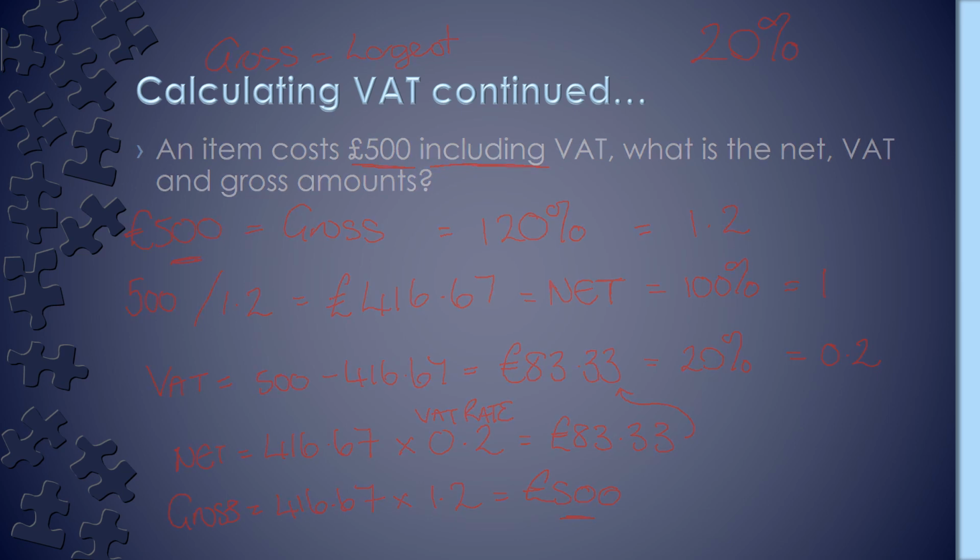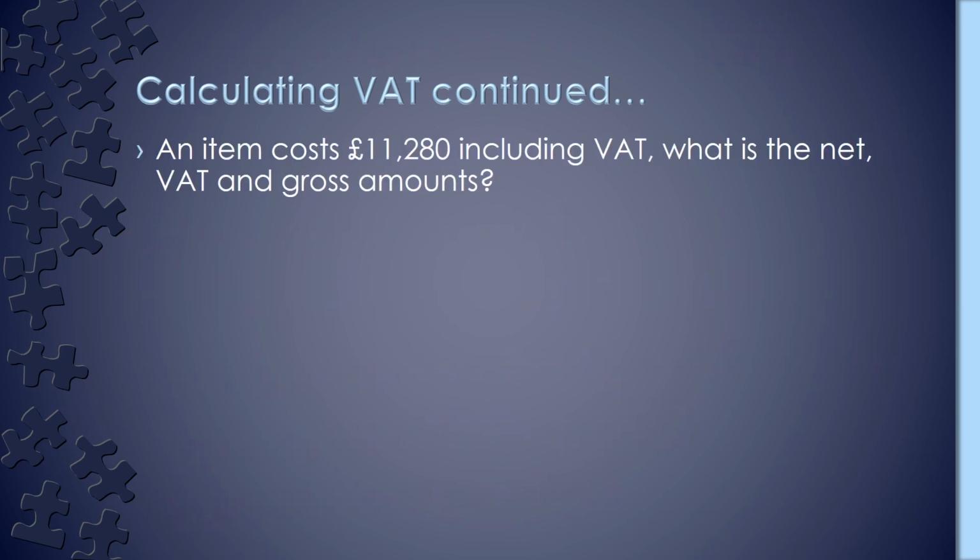Let's work through another just so that we can really understand it. So this time we have an item that costs £11,280, including VAT. So because it's including, we know that it's going to be the largest. So straight away we can see that our gross amount, which is equal to 120% of our net amount, which equals 1.2, that is £11,280.